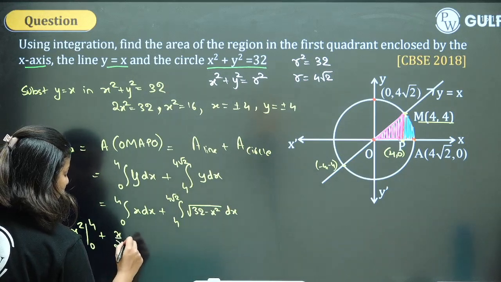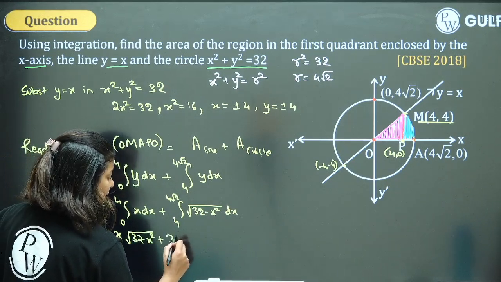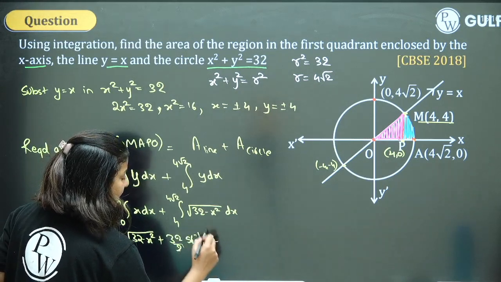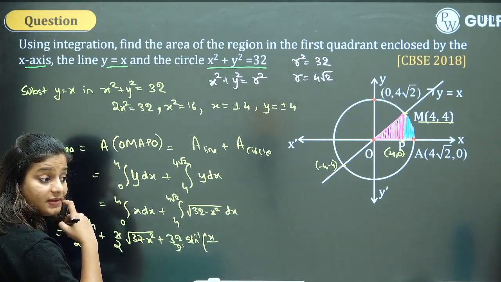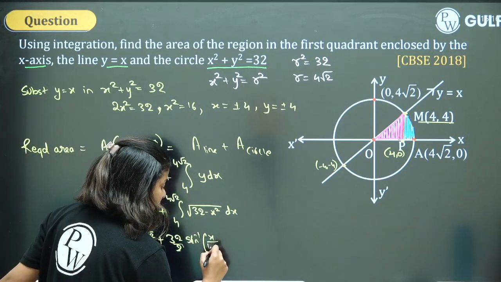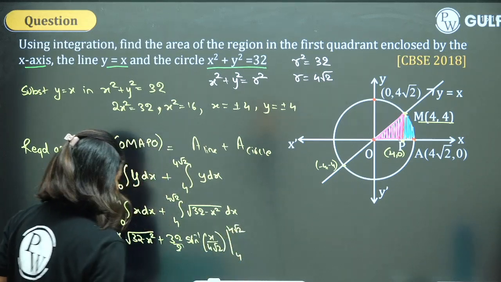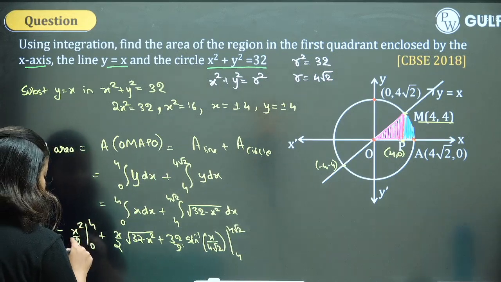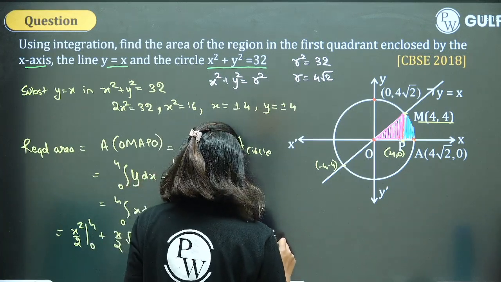x by 2 root of 32 minus x square plus a square by 2, that is 32 by 2, sin inverse of x by a. क्या होगा? Square root of 32 is 4 root 2. Limit is 4 to 4 root 2. First part, when you put x as 4, square 16 by 2, 8. First part to solve. Plus.